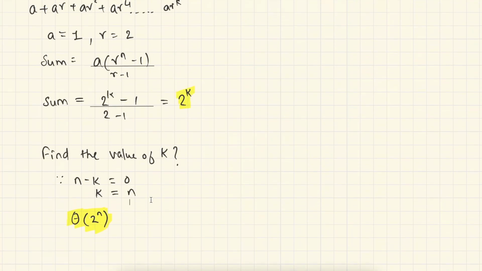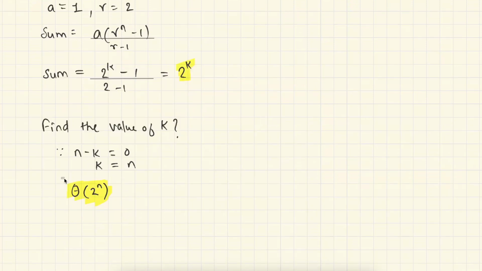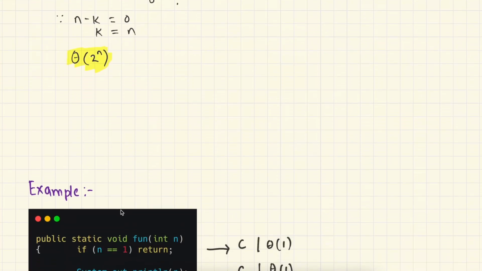Now let's substitute the value of k to this sum. After substituting the value of k to this term, we get 2 to the power n. And in terms of asymptotic notation, we can write the time complexity or the order of growth of this recursive function is going to be theta of 2 to the power n. Great. Now let's move on to our next example.